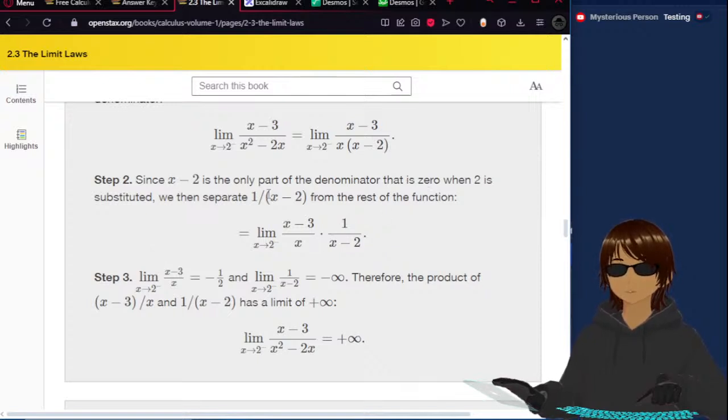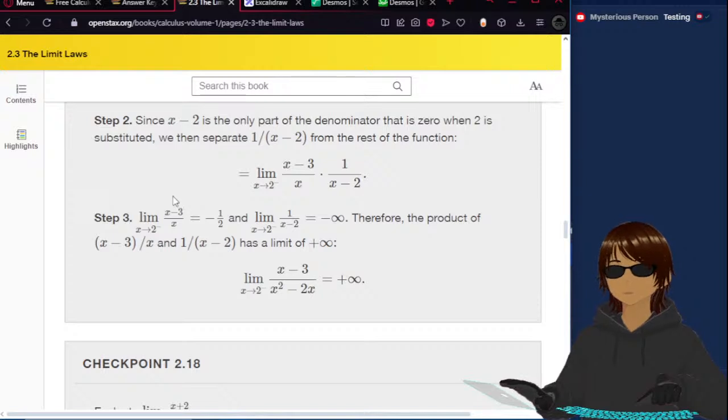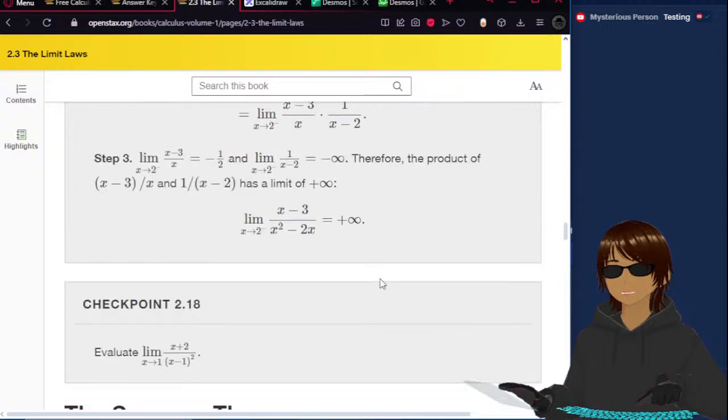Okay. Since x minus 2 is the only part of the denominator that is 0 when 2 is substituted, we then separate 1 over x minus 2 from the rest of the function. Limit of this is negative half and the limit of this is negative infinity. Therefore, the product has a limit of positive infinity.